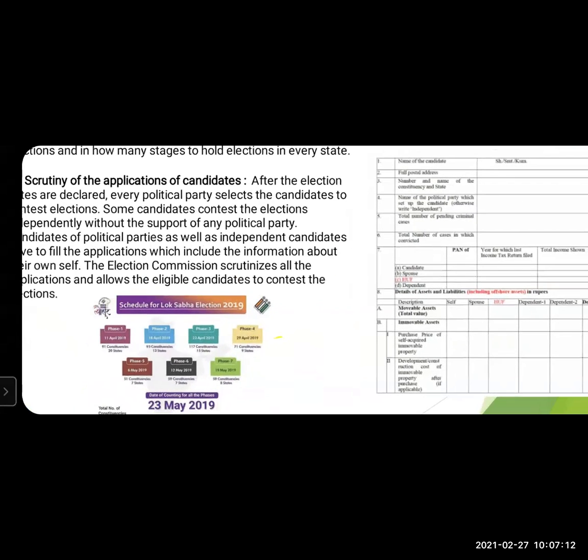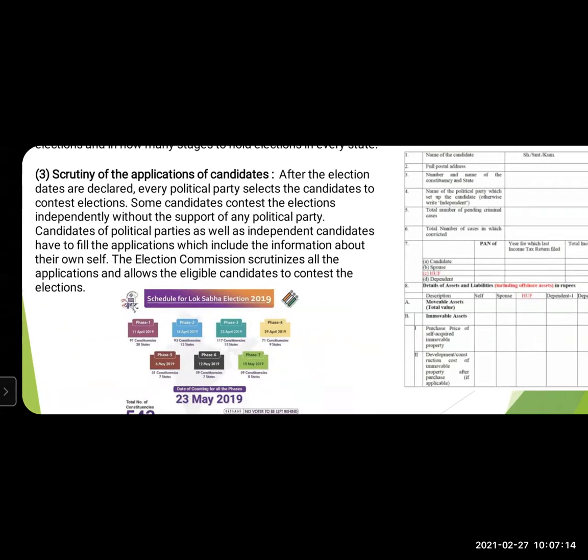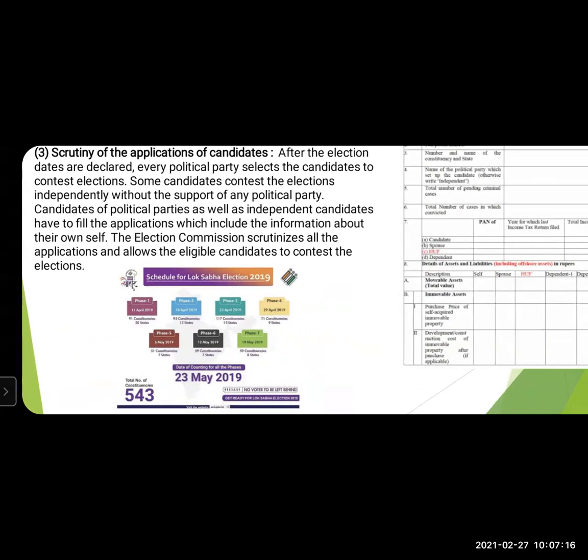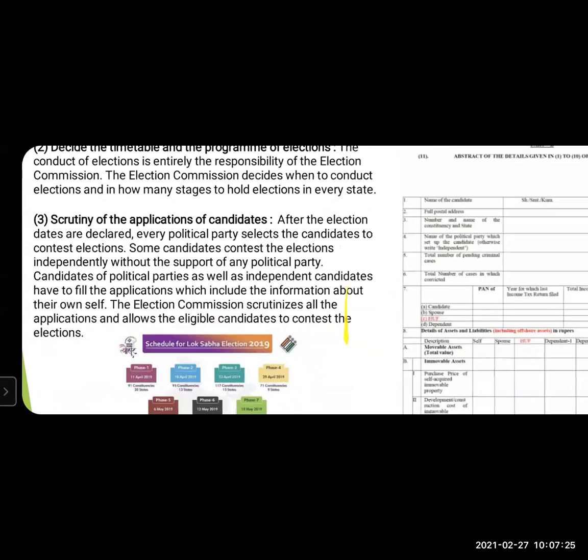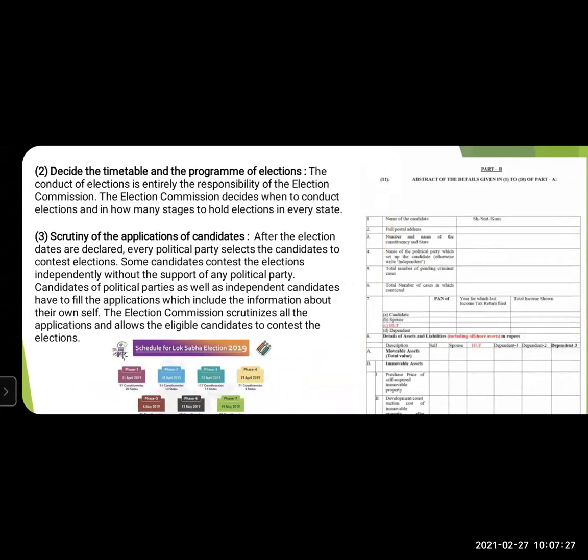The previous election, which was the Lok Sabha election of 2019, you can see in the picture the schedule, how it has been divided in 7 phases, and in different states and constituencies as well. So this schedule, or you can say the timetable, is prepared by the Election Commission.